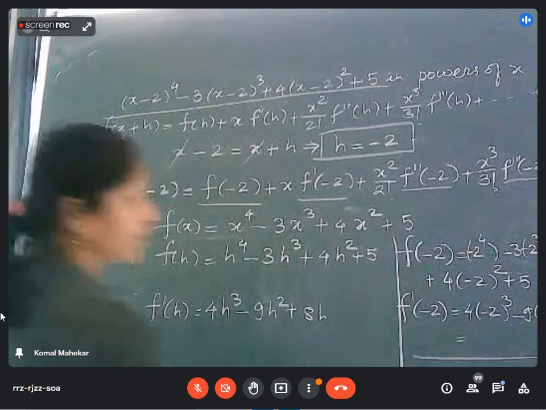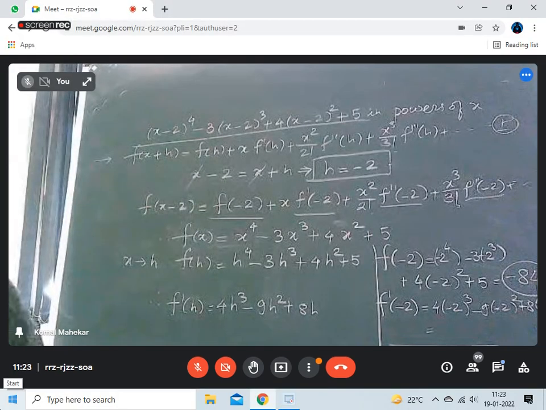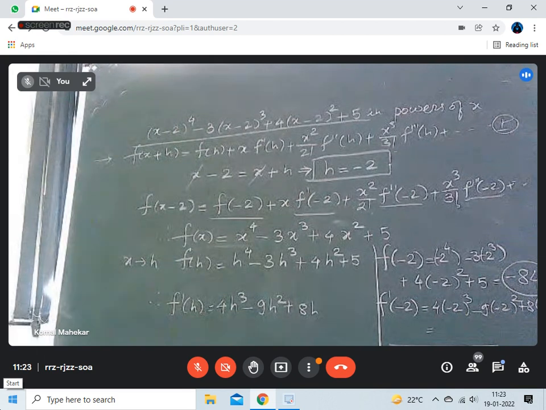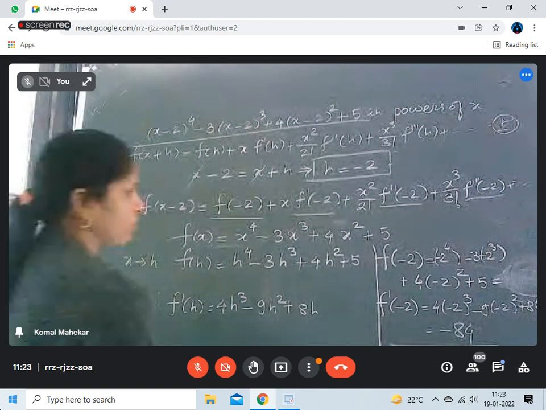Yes, this is correct. f of minus 2 is 61. Then f dash of minus 2 is minus 84. Calculate this value f of minus 2 and tell me.